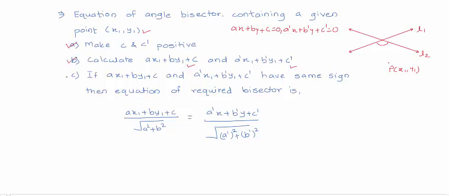Now if these two numbers in step 2 have the same sign, that is, both are positive or both are negative, then the equation of the required angle bisector is obtained by taking the plus sign. Okay, in plus minus we take the plus sign for the required bisector when they have the same sign. Okay students.